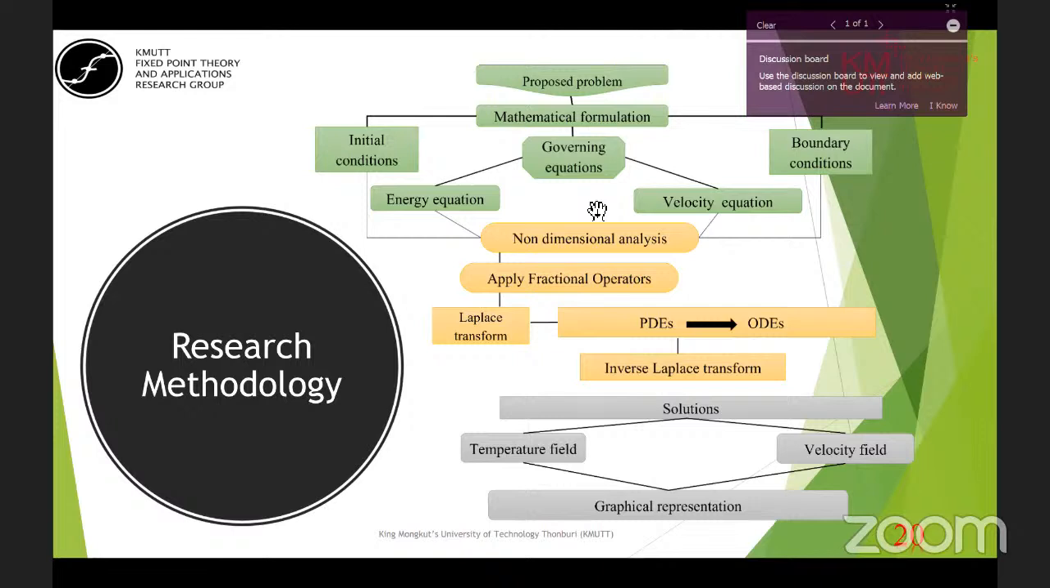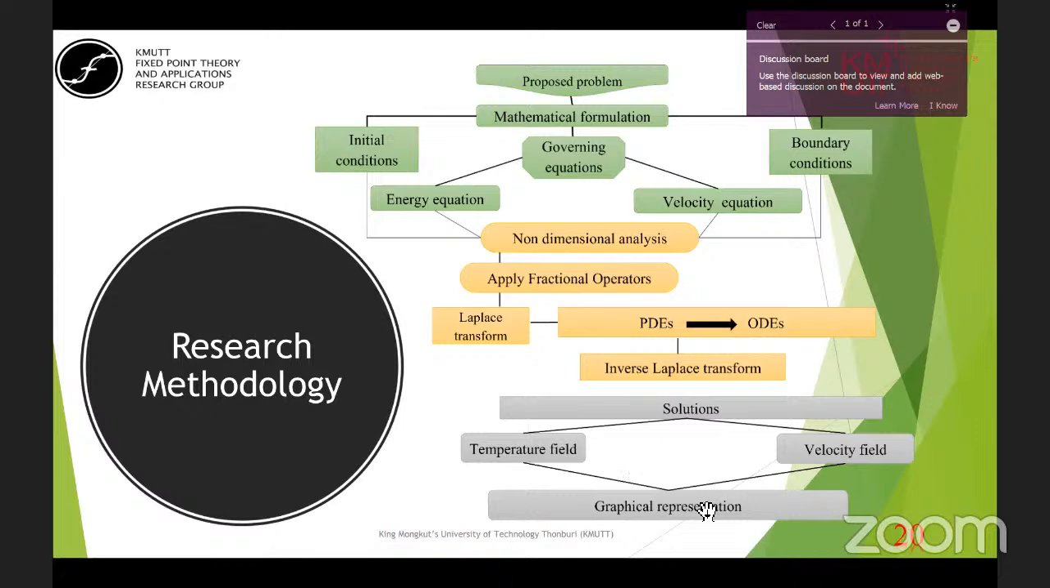After that we apply the fractional operator, which makes the classical model a more generalized model. And then we apply the Laplace transform, which converts PDEs to ODEs, and we take the solution. After that we apply the inverse Laplace transform, and we get the final solution in the form of temperature and velocity profiles. To study the effect of different parameters on the temperature and velocity profiles, we have a graphical representation of the parameters.